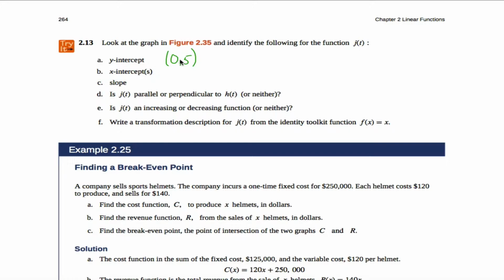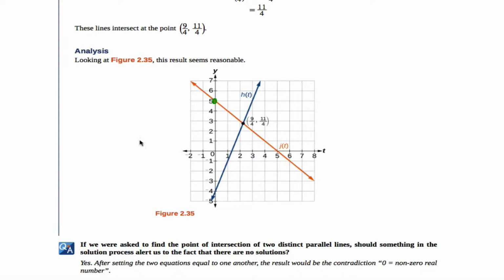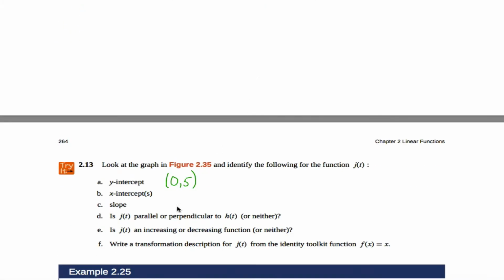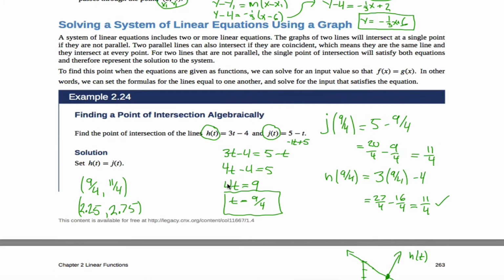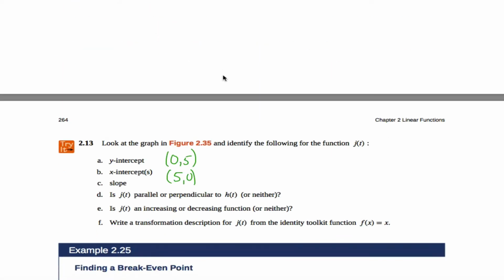X-intercept or intercepts. Well, let's take a look at that same function in orange. The x-intercept is where it crosses the x-axis. The x-axis is this guy right here. So it crossed the x-axis right here. Coincidentally, also at 5. I get 5 comma 0. You could figure that out algebraically by using this equation given up here. Note that if t equals 5, if I put 5 into this machine, 5 minus 5 is 0. When 5 goes in, 0 comes out, this point right here.